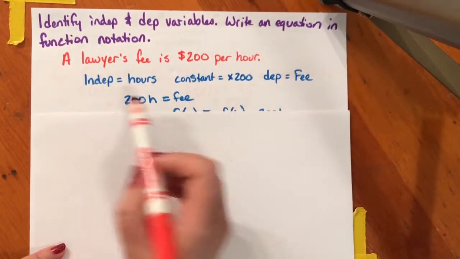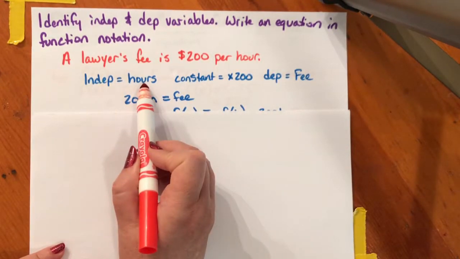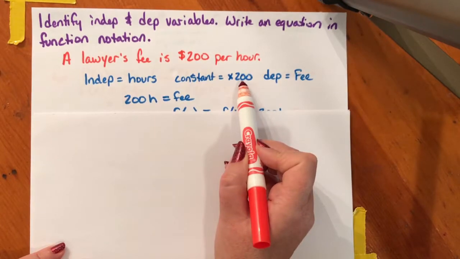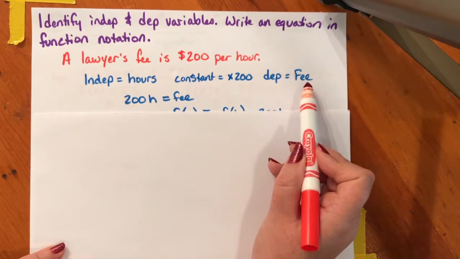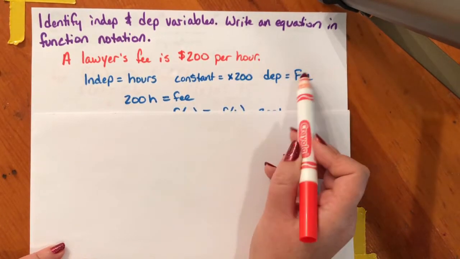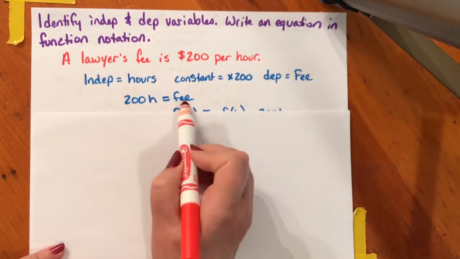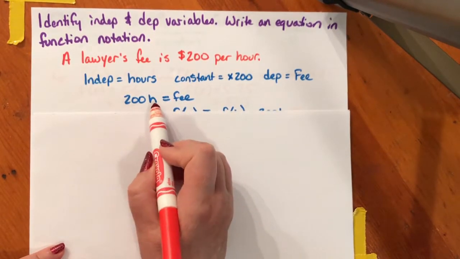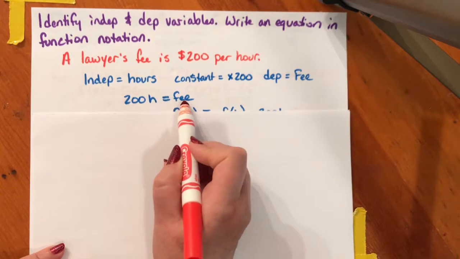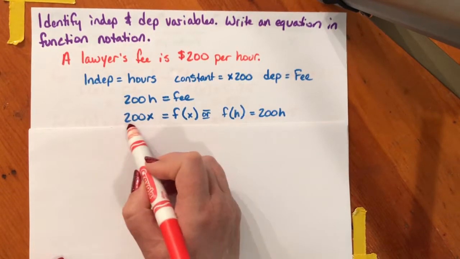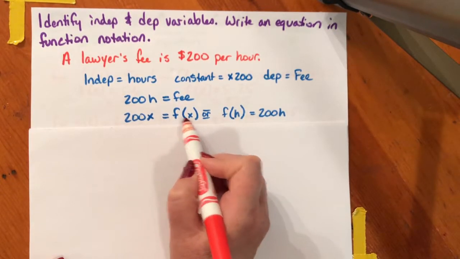So, we've got your independent, or the number of hours. The constant is 200. The dependent variable is the fee, the total fee. So our equation is that $200 times the number of hours is going to equal the fee, and we're going to write that 200 times x equals f of x.